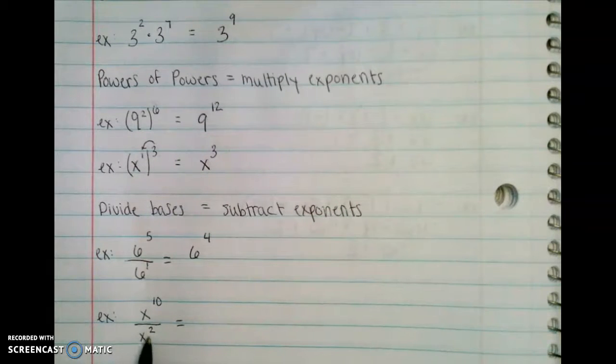And lastly, we have our bases of x. So we have 10, again, we're subtracting the exponents, so the 10 minus the 2 would leave you with 8.